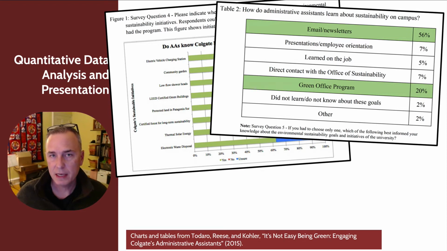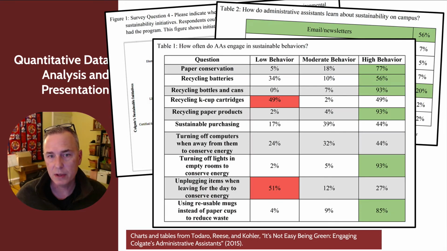So again, kind of a focus on knowledge and to what extent people knew about things, how they found out about things. Again, giving percentages, in this case, using a green highlight in the rows for email and for the Green Office program to show what were the most frequent ways that people actually learned about sustainability measures.